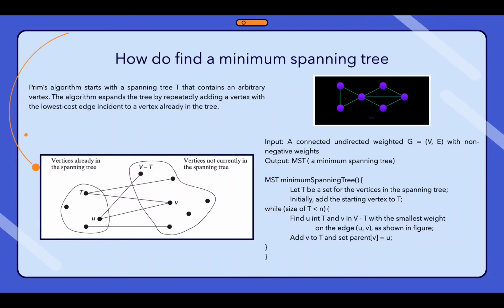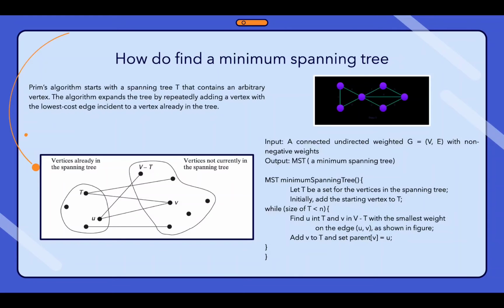We find a vertex v in V minus T that connects to a vertex in T with the smallest weight. The algorithm starts by adding the starting vertex into T. It then continuously adds a vertex from V minus T into T. v is the vertex that is adjacent to a vertex in T with the smallest weight on the edge. For example, there are 5 edges connecting vertices in T and V minus T as shown in the figure, and there is one with the smallest weight.